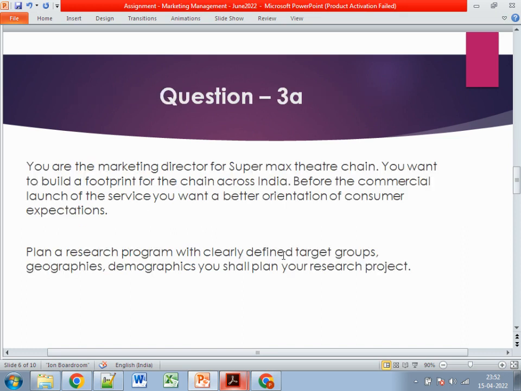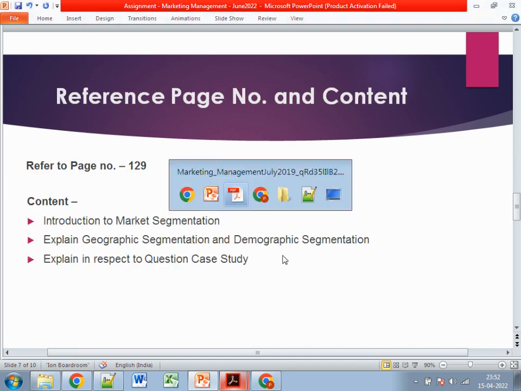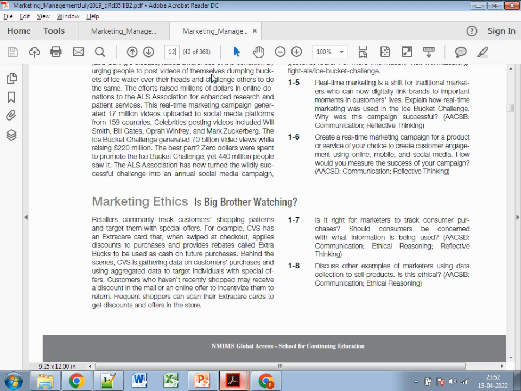Moving to the third question: you are the marketing director of the Super Max Theatre chain. You want to build a footprint for the chain across India. Before the commercial launch of the service, you want to better understand consumer expectations. Plan a research plan with clearly defined target groups, geographies, and demographies, and explain your research project. So you are launching something new, and you need to define the geographies and demographies. It's straightforward, going to page number 129.